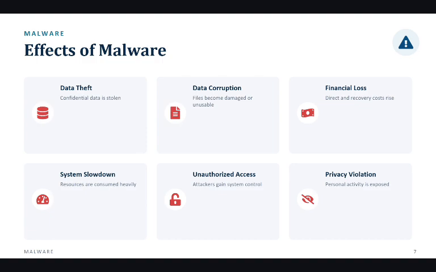What does a successful infection actually cost an organization or individual? There are six major impacts. Data theft, where confidential information is stolen; data corruption, where files become damaged or unusable; financial loss from both direct cost and recovery efforts; system slowdown as resources get consumed; unauthorized access, where attackers gain control of the system; and privacy violation, where personal activities are exposed. These effects are exactly why OS-level defenses are so critical.